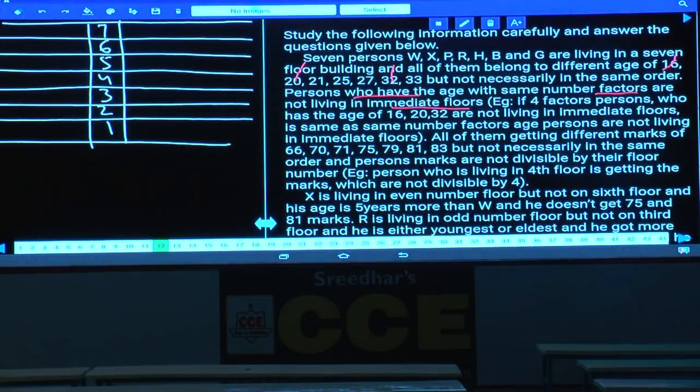In the first column let us write it as ages, and then the next one the marks, and all of them are getting different marks, 66, 70 and so on, but not necessarily in the same order. In persons, marks are not divisible by their floor numbers.